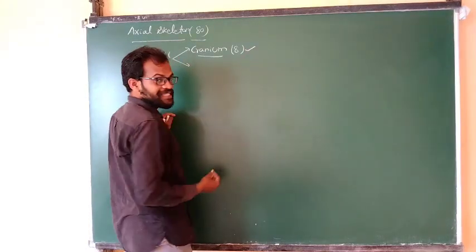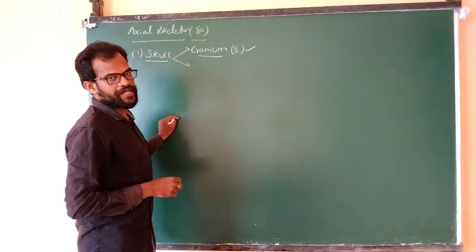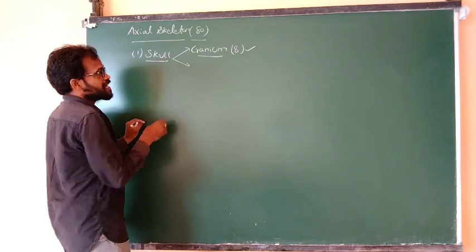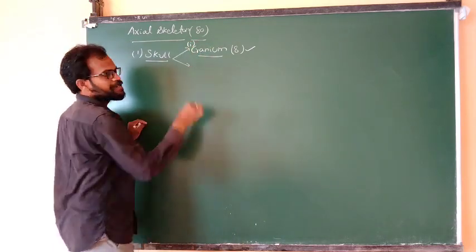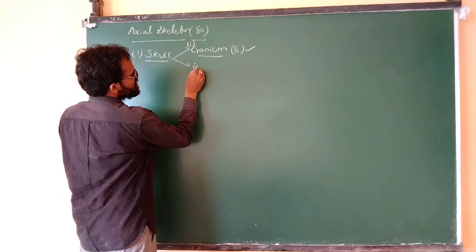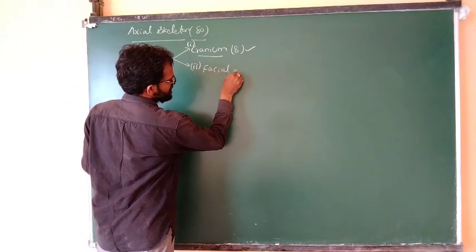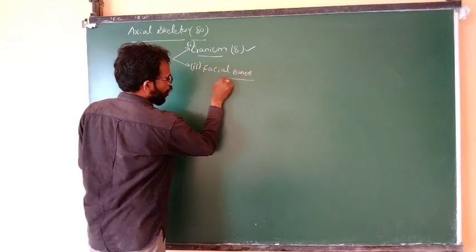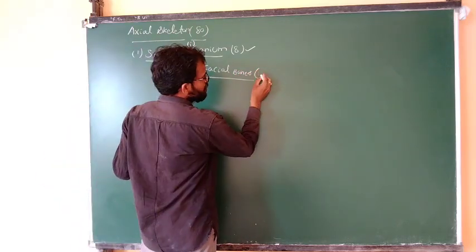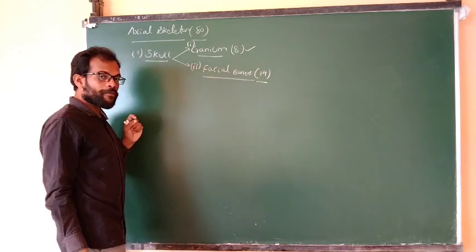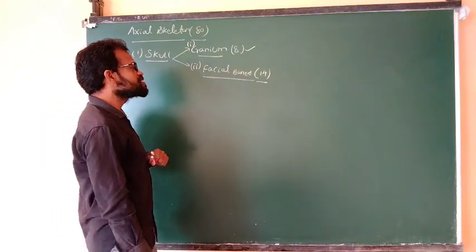It was already completed in yesterday's topic, yesterday's chapter. Coming to the second one, the facial bones. What are the bones? Facial bones. How many facial bones are present? There are 14 facial bones.